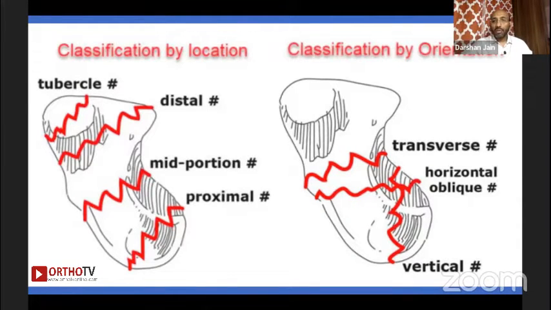Next, talking about the classification by orientation, it could be transverse, horizontal oblique, or vertical fractures. These vertical fractures have been very difficult to manage because the shear forces are high, whereas transverse fractures are much better. Horizontal oblique can also be relatively better.